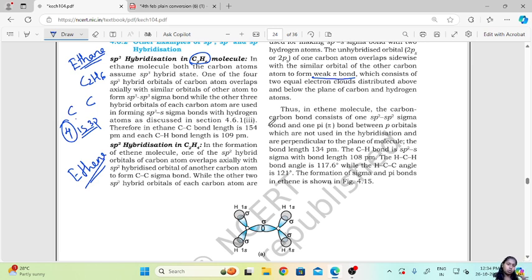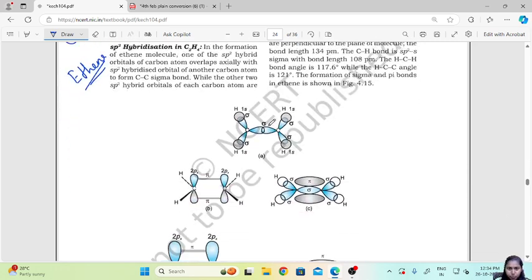So as I showed you earlier, there are two bonds, a double bond which is formed. So there is a sigma bond and a pi bond. The sigma bond is basically the sp2 hybridized orbitals which are involved, and which is stronger, and the pi bond is formed between the unhybridized orbitals which is weaker in nature.